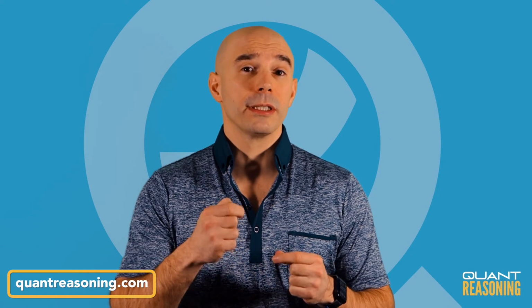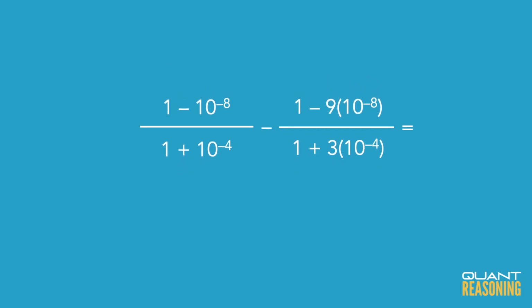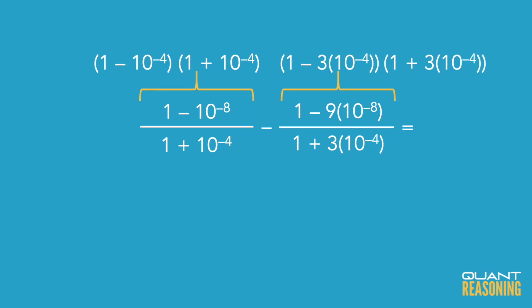So that might trigger something for us, because we can rewrite the numerator of the first term using the special product a squared minus b squared equals a minus b times a plus b. So using that, we can rewrite the numerator of the first term as 1 minus 10 to the power of negative 4 times 1 plus 10 to the negative 4. Because indeed, if you use the special product on that, you'd get 1 minus 10 to the power of negative 8. Applying that same trick to the numerator of the second term, you'd have 1 minus 3 times 10 to the power of negative 4 times 1 plus 3 times 10 to the negative 4.